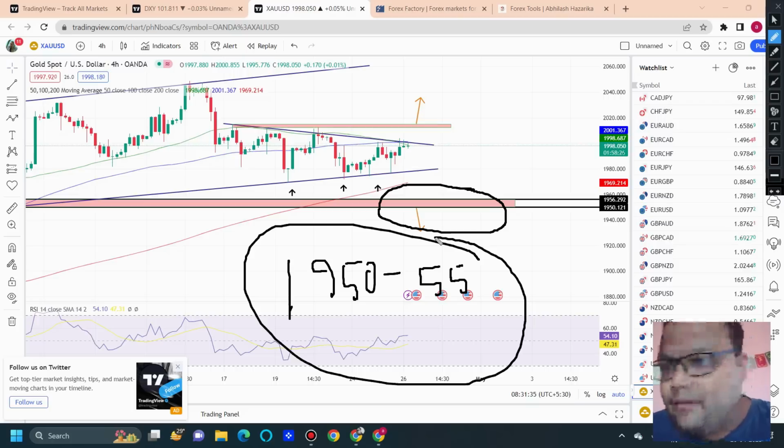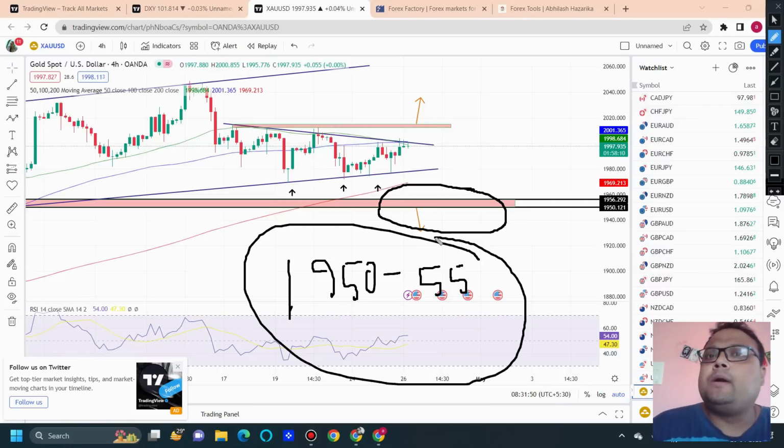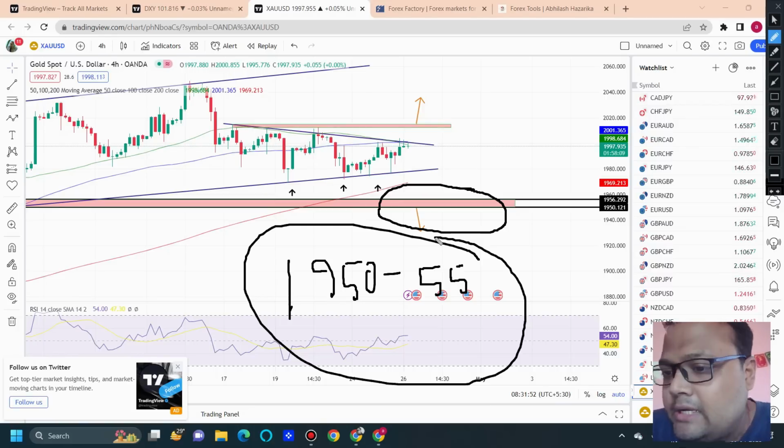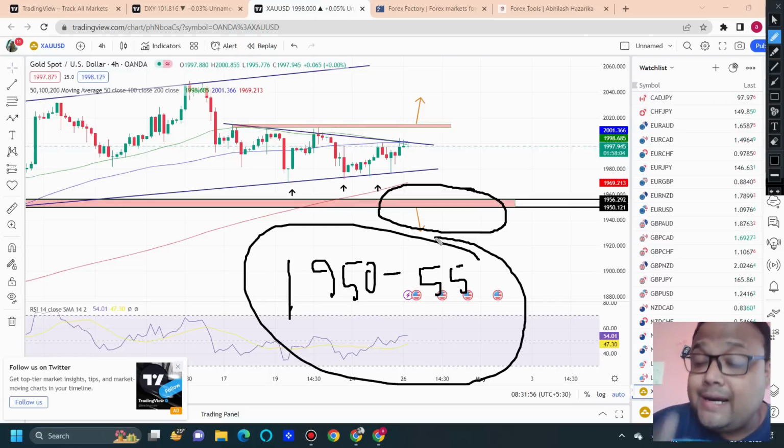So switch to the 1 hour time frame, not 15 minutes, and just observe how the market reacts around 1950 to 55. If you see that the market is taking support around 1950 to 55, prices being rejected from below, the market showing a hammer kind of pattern, you'll get a confirmation that the market wants to take support, the market is getting the required support, buyers are present, and you can look for a buy position.